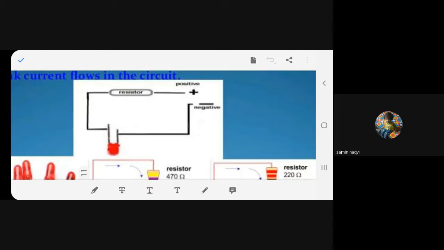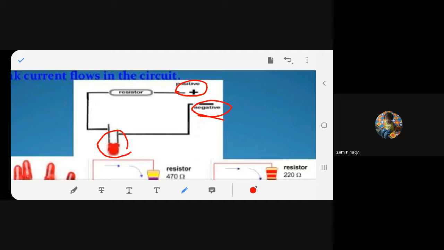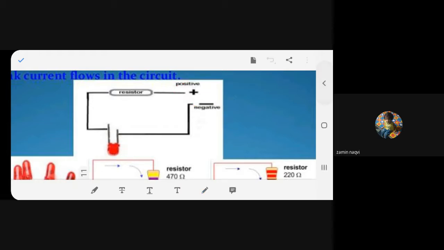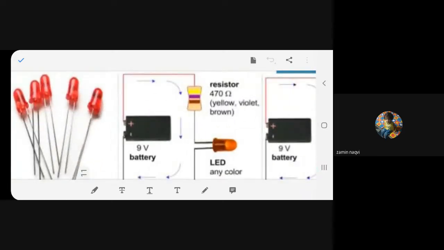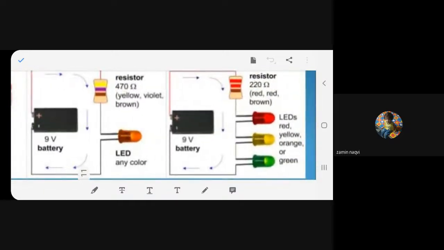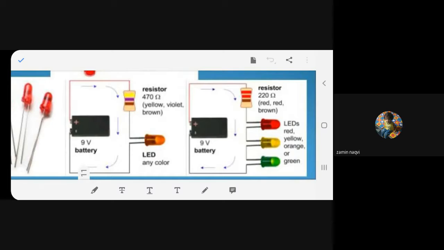Yes. Now you can see this is the circuit, this is negative, and this is positive, and this is the LED. Okay? If there's a weak current going on, this LED will start glowing. These are LEDs. All these are LEDs. See, red, yellow, green, orange, all of them are LEDs. This is how they work. They're functional. Fine?